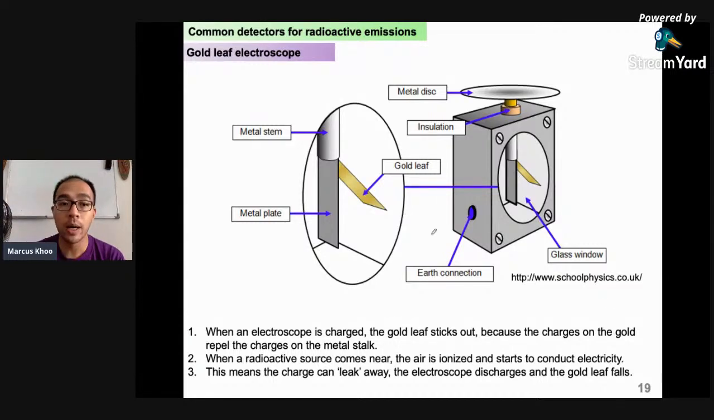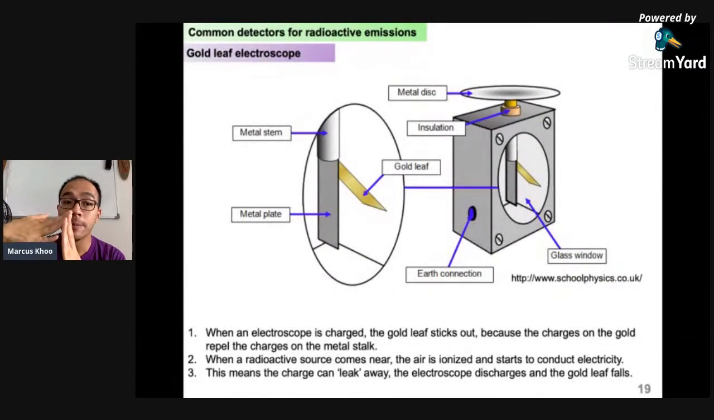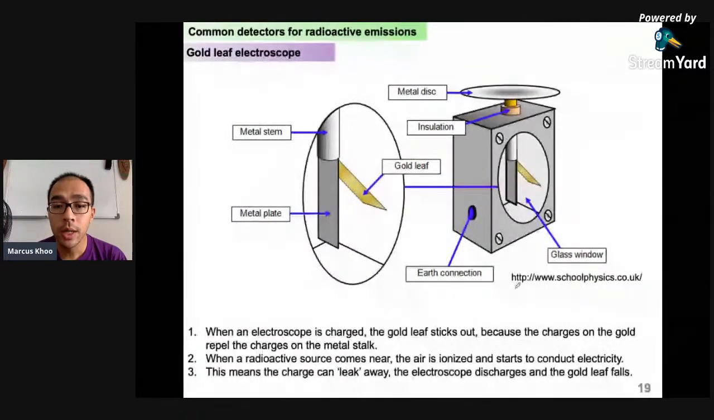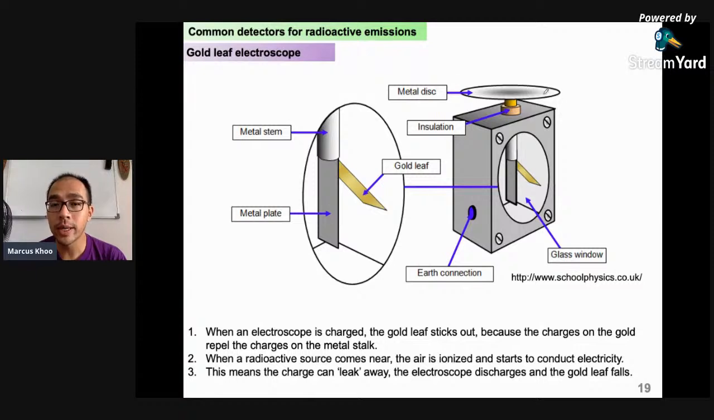It will stick out, because the charges on the gold leaf repel the charges on the metal stock. When there's a charge over here, since this is all connected, there will be charges over here, so the gold leaf will repel. We studied this in chapter 2. If you have two same charges, they repel.